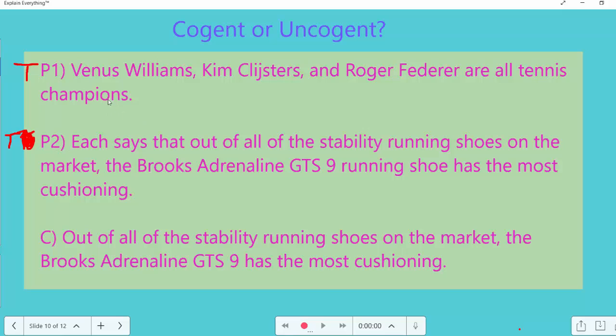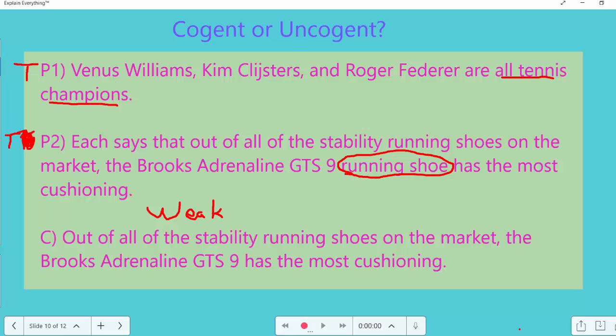It would still have been an uncogent argument because this is a weak argument. And most students are surprised when they find out that this is a weak argument. Well, let me explain why it's weak. Notice that here, who we're talking about are tennis champions, but we're not talking about tennis shoes.